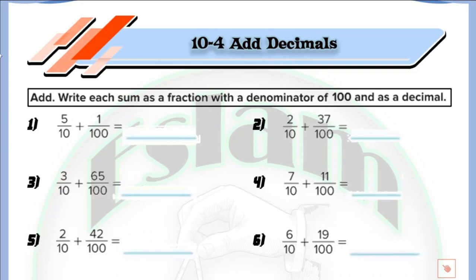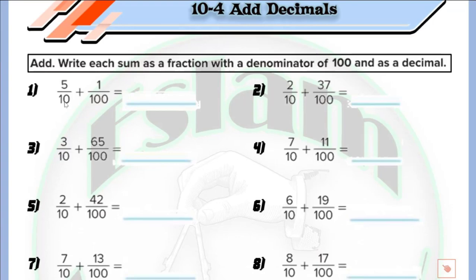So in question number one, we need to add 5 over 10 plus 1 over 100. Now look at the denominator. You will find that we have different denominators. So to add, you need to make a common denominator. If you remember in the previous lesson, to make an equivalent fraction with denominator equal to 100, we just need to add 0 up and 0 down. That means we multiply up by 10 and down by 10.